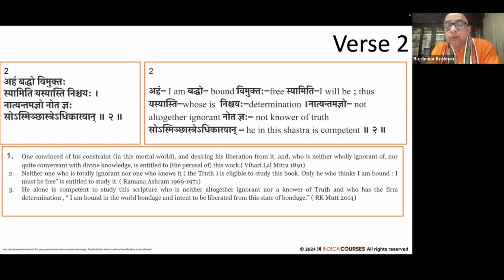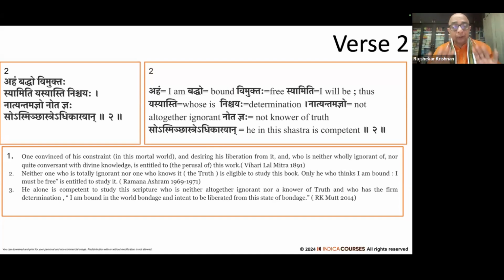And then we have this latest publication from the R.K. Matha or R.K. Mutt. So he alone is competent to study the scripture who is neither altogether ignorant nor a knower of truth, and who has a firm determination: I am bound in the world bondage, and intend to be liberated from the state of bondage. So you can see that there is a progressive understanding that we develop.